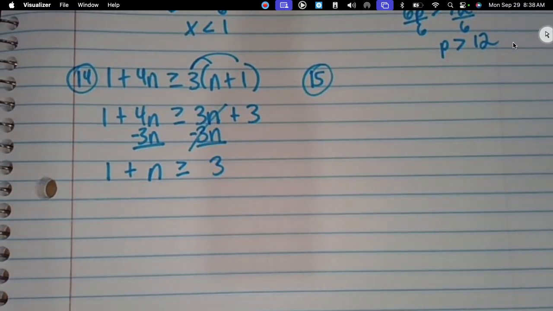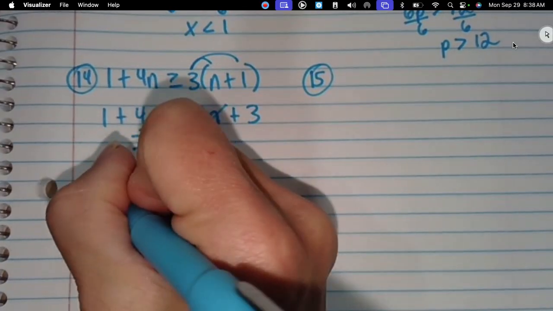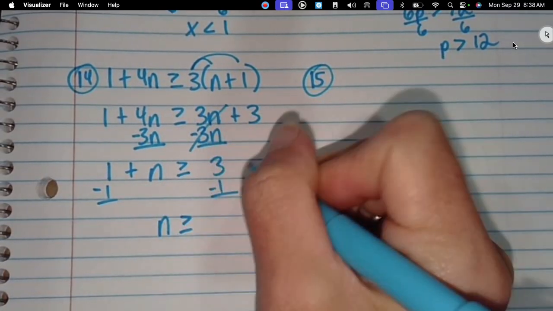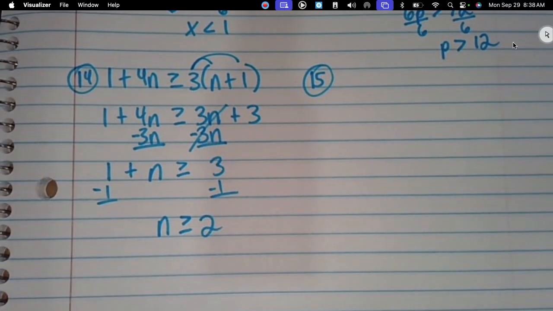Now, one last step. How do I solve for n? You need to subtract 1. Yep, you're going to subtract 1 from both sides. So n is greater than or equal to 2. There's your answer for number 14. Did y'all get that one? Did some of us get that one? Yeah, a few. Okay.